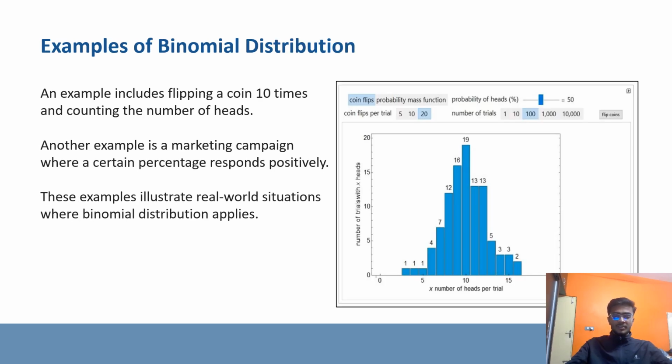Example of binomial distribution. An example is flipping a coin 10 times and counting the number of heads. Another example is a marketing campaign where a certain percentage of people respond positively. This example illustrates real world situations where binomial distribution applies. One example would be flipping a coin 10 times and counting the number of heads, and for the number of tails it will be the opposite. And another example is a marketing campaign where a certain percentage responds positively and another would be negatively. This illustrates real world situations for binomial distribution for easier understanding.